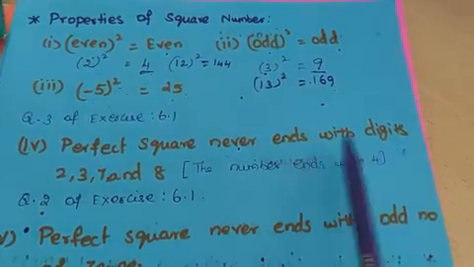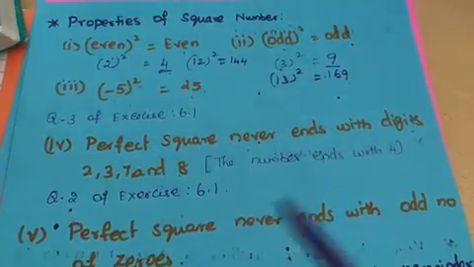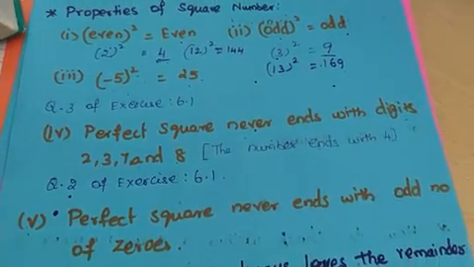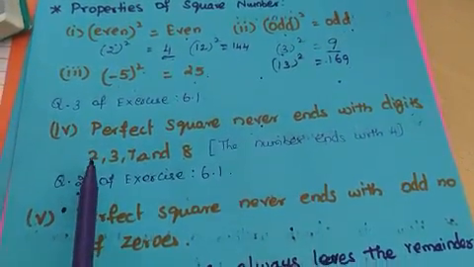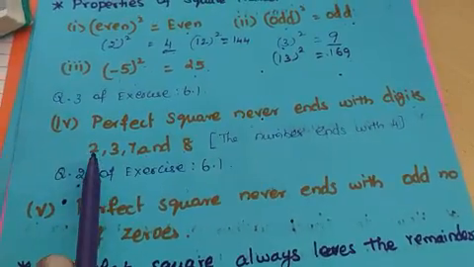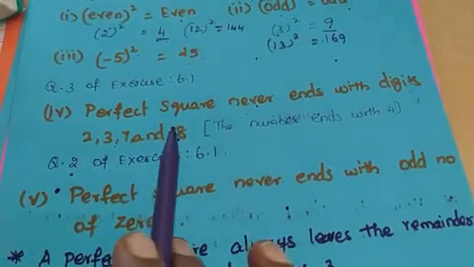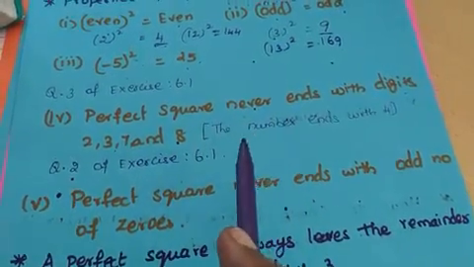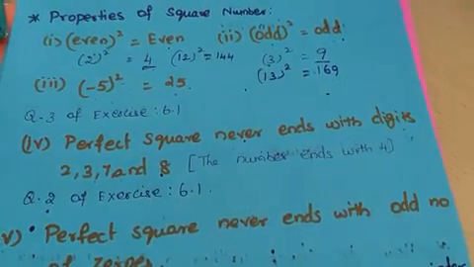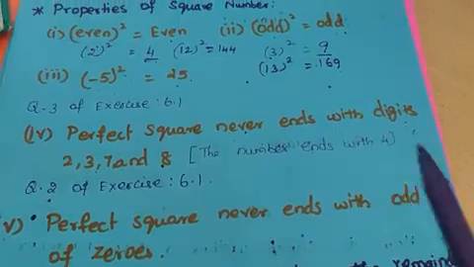A perfect square never ends with the digits 2, 3, 7 and 8. Means if it is a perfect square number, the unit digit will not be any of these numbers: 2, 3, 7, 8. Suppose a number ends with 2, 3, 7, 8, then it is not a perfect square number. But one more case is also there. Suppose the number ends with 4. It can be a square number, or it cannot be. Sometimes it can come as a square number.